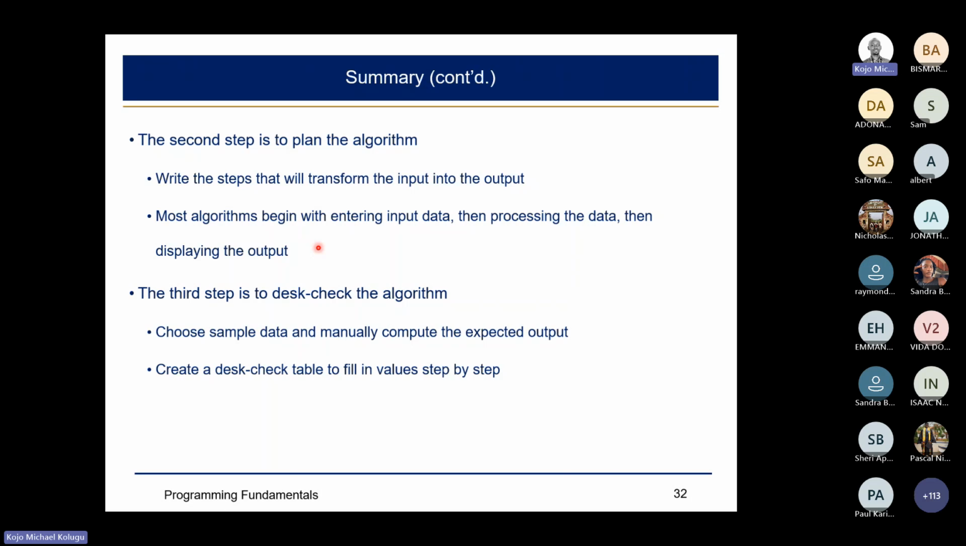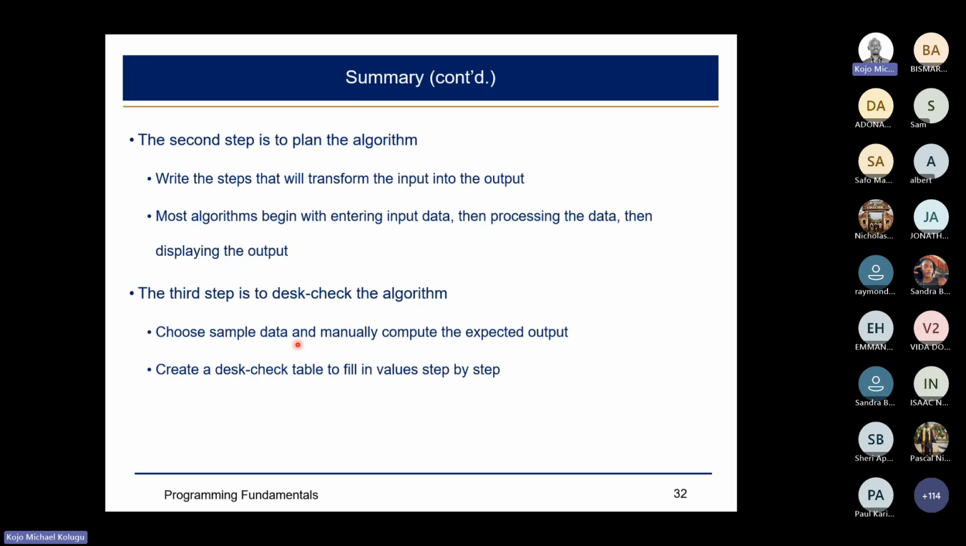Now, the third step, as we identified, is to desk check the algorithm. This is not the program itself. Don't forget, the implementation is important. So before you actually move on to the actual programming of the code, you first have to make sure that you check the specific algorithm you've identified that will transform the input into the specific output you're looking for. So how do you do that?